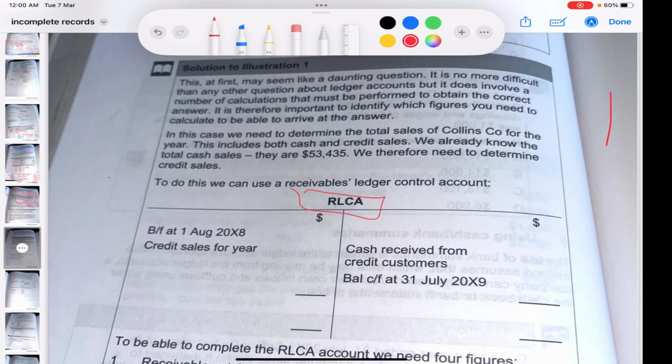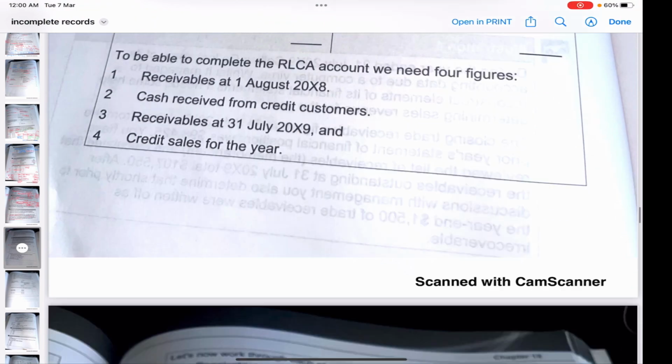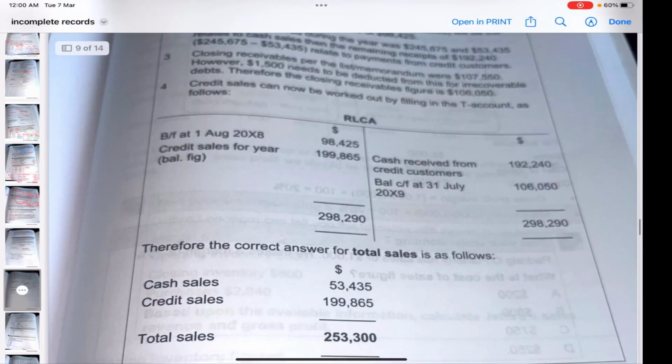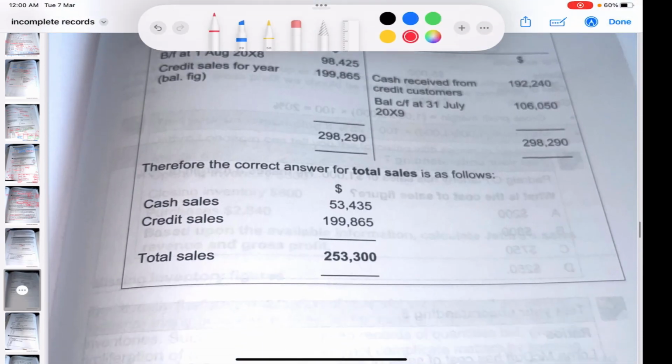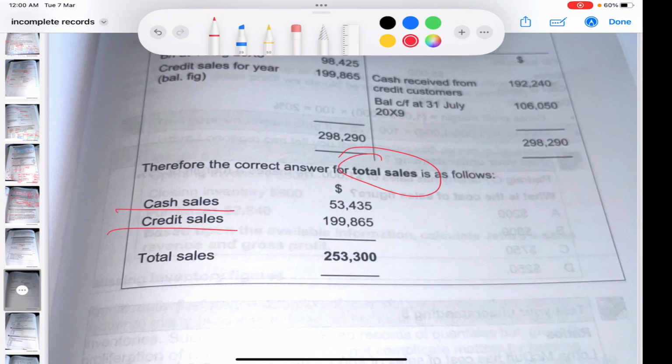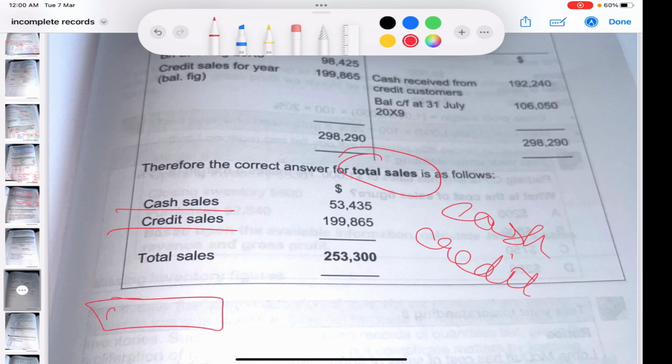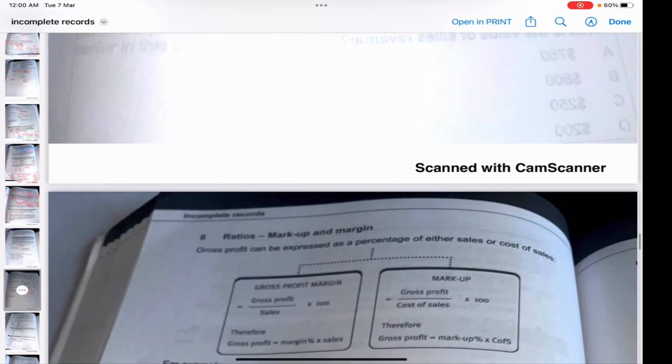Again, you just make a receivable ledger control account. You know how to find the balancing figure, and that's it. I think you can do this by yourself, and the total sales will always include cash sales plus credit sales. Don't forget that at all. Also, one more thing, in the receivable ledger control account, only credit transactions are used. I have repeated this multiple times.